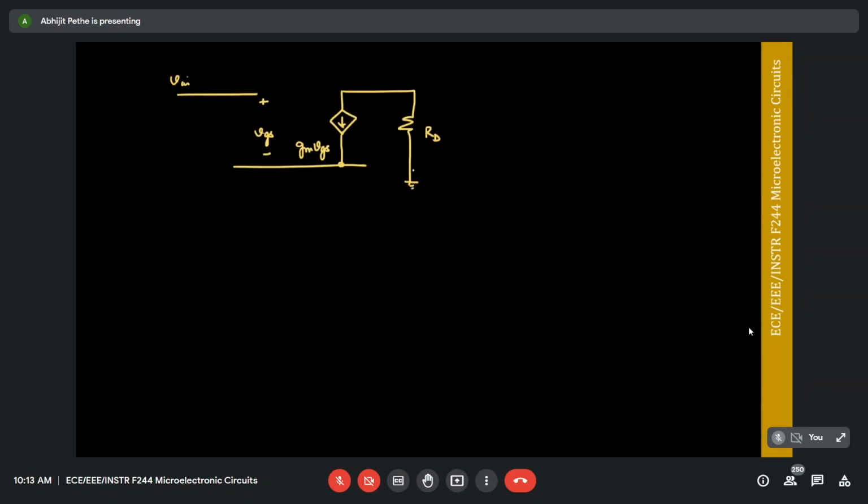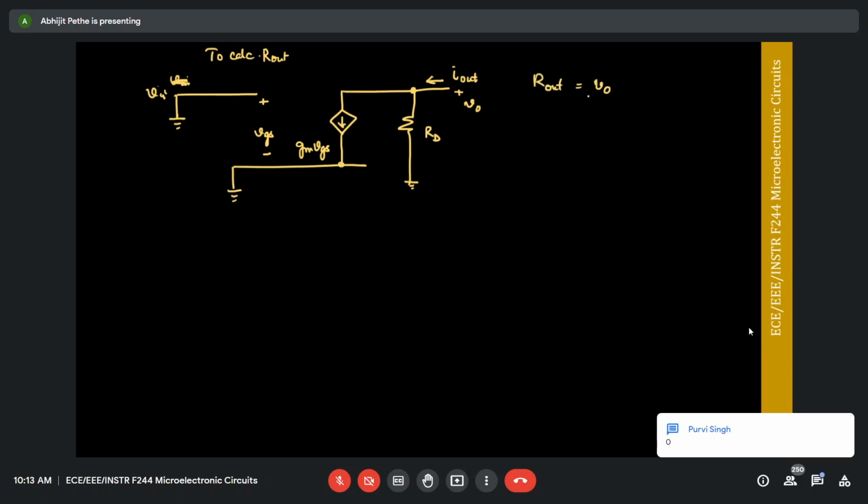So what I want to do now is apply a voltage V0 here and measure the current flowing into the output. To calculate R out, I will set my input signal to 0, so I will ground this. If I ground the input, what happens to VGS? It is 0. So VGS is 0, right?